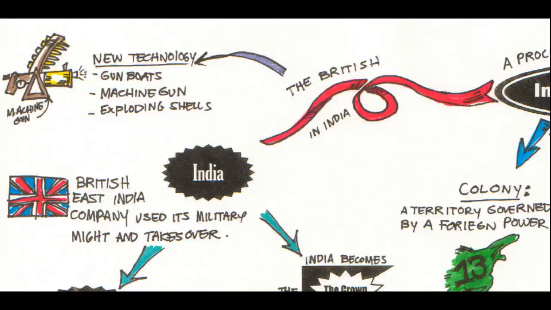Have the machine gun, faster than the old muskets and rifles, repeatedly shooting ammunition. And then you have exploding shells, where before cannon shot cannonballs, just solid pieces of metal. Now they have exploding shells, which when they hit, they explode on contact. And all of these allow for the British to pretty easily take over India.